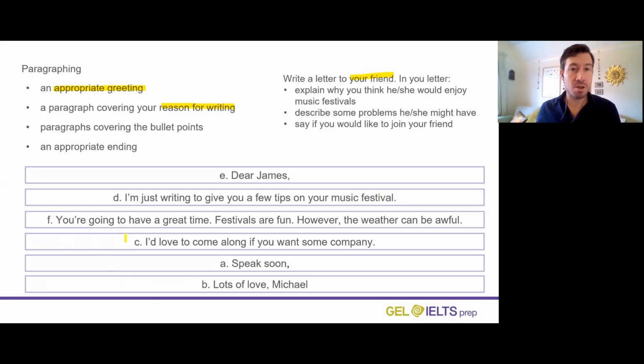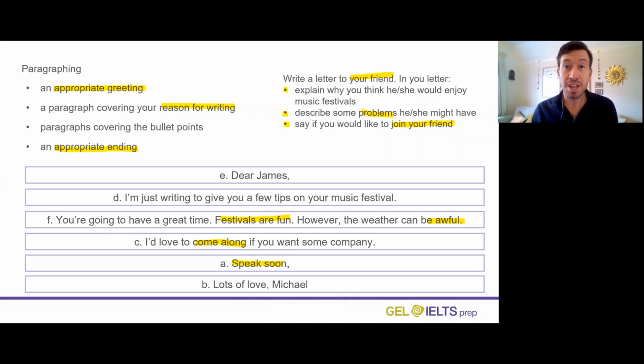Then the next 2 paragraphs cover these 3 bullet points. So first it says, explain why you think she would enjoy music festivals. You're going to have a great time. Festivals are fun. Okay. Describe some problems. However, the weather can be awful. And say if you would like to join your friend. We can see here, I'd love to come along. So that means join. So you've covered those bullet points. And then you would need an appropriate ending. And we can see, we just say, speak soon, which is very informal, and lots of love, Michael. So that is how you would organize it.